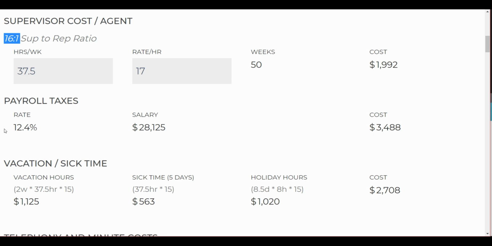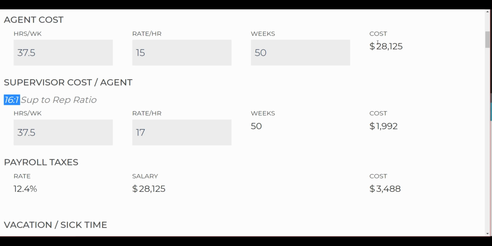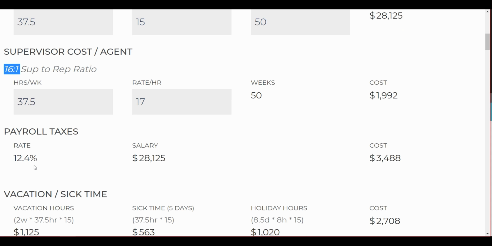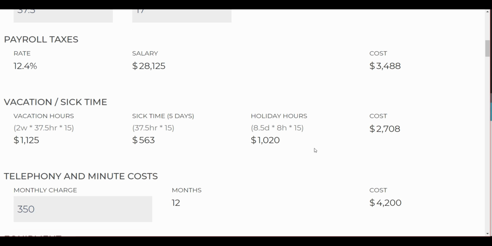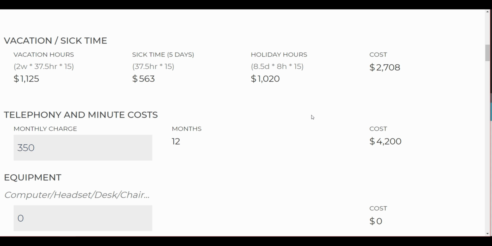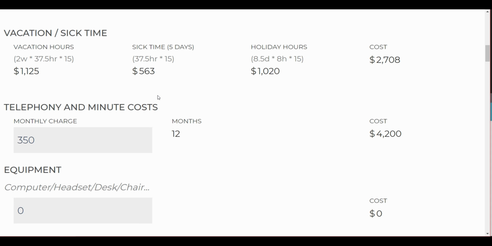So then we have our payroll taxes, right? Again, a lot of people stop here. They think that's the number. Well, there's another 12% that you need to add on to that salary, which is about $3,500. And then the other 2 weeks that we talk about is vacation and sick time. So we took the 2 weeks of vacation plus giving an associate some sick time and maybe some holiday hours, and those are going to come up to about another $2,700.